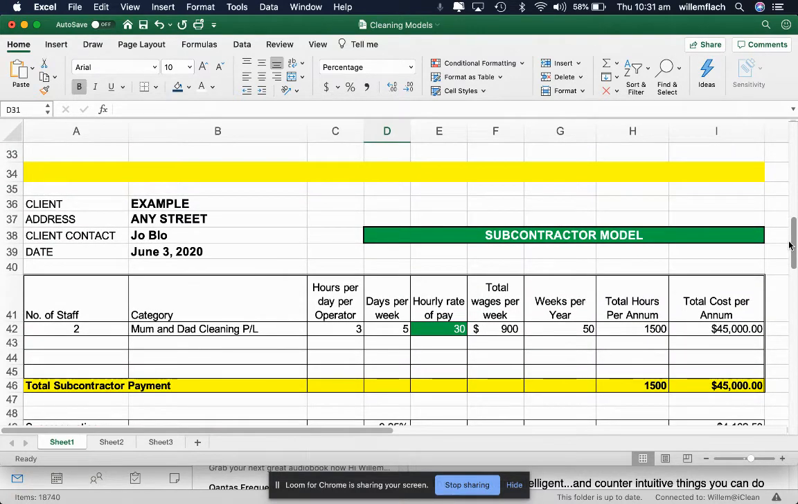The subcontractor model, obviously, is a little bit different. So in the subcontractor model, we're paying the subcontractor. We're really working in reverse. We're saying, look, we will pay you $45,000 to do this contract, okay? And we will pay you every 2 weeks. We will pay you $1,800 every fortnight to do the contract.